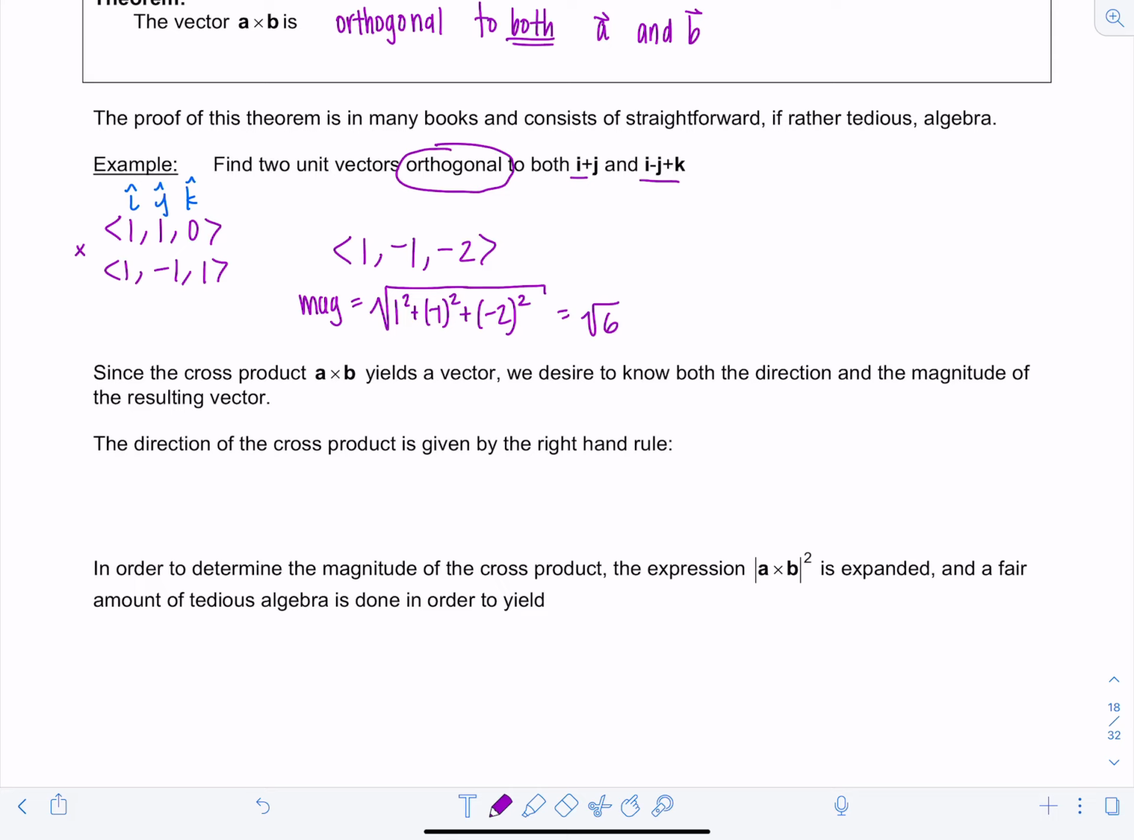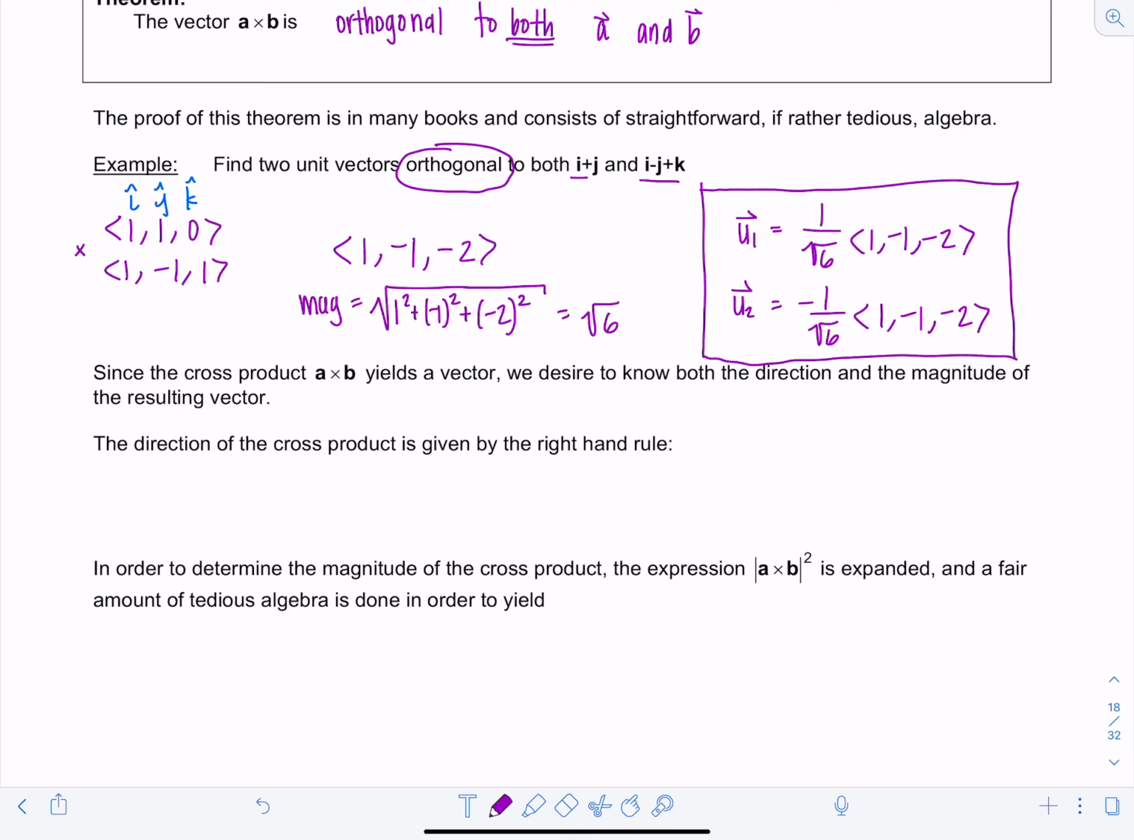And how do I find two unit vectors? Well, one of them I'm going to keep in this same direction, and then the other one I'm going to multiply by a negative sign. So u1, unit vector number 1, is 1 over root 6 times 1, negative 1, negative 2. And then unit vector number 2 is going to be negative 1 over root 6 times 1, negative 1, negative 2. Okay, so they're in opposite directions, but that will still maintain that they're mutually orthogonal to the first two vectors.